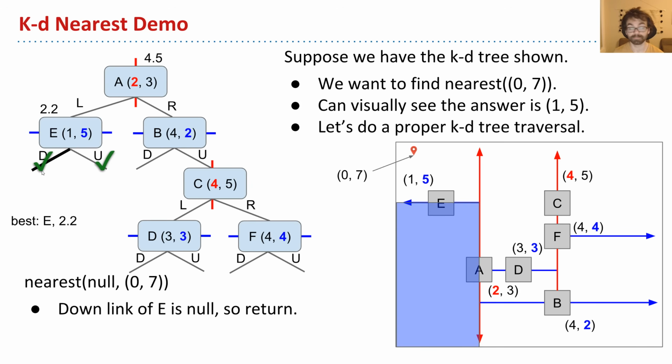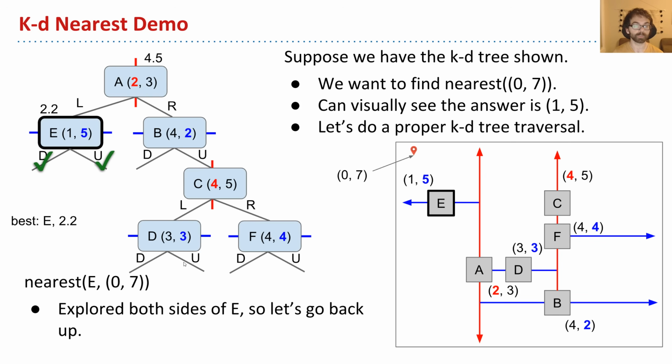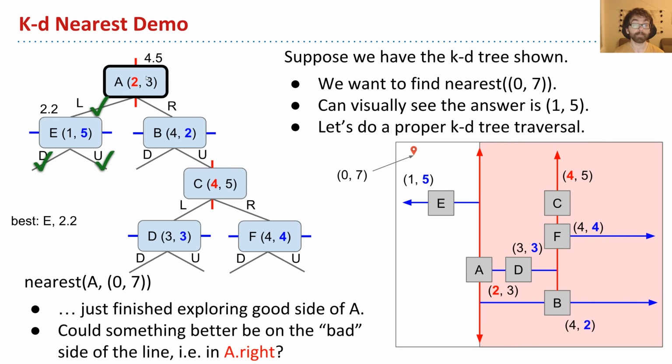So we go down there, and what do we find? Null. Okay, well, kind of a moot point, but we made some decisions to go look, and it turned out there was nothing. So now we've explored both sides of E, so we're going to go back up. So when I go back up, I'm now at A. I've finished exploring the good side of A, everything that was on the left side of A. So all points to the left have been explored, and now we say, is it worth it even looking on the bad side of the line?